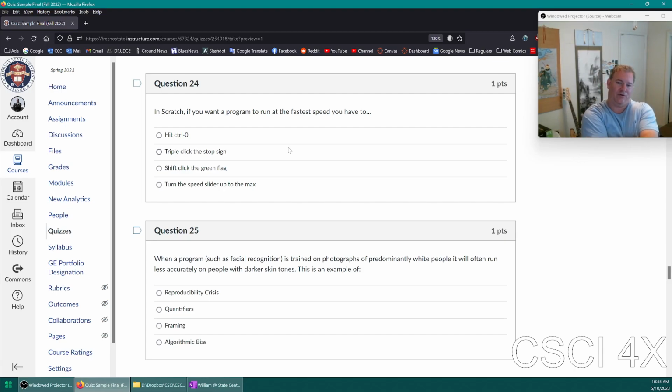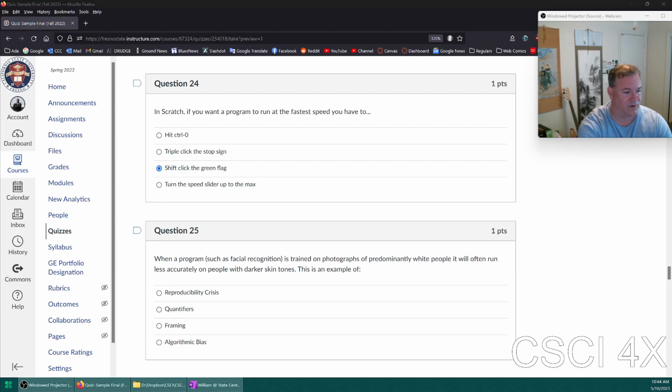Okay, so like I said, there's one question on Python, one question on Scratch. Scratch, if you want a program to run the fastest, you have to do what? You might remember this from the fractals assignment. Fractals will take forever to draw unless you put on turbo mode. Turbo mode is put on by shift-clicking the green flag. Very good.